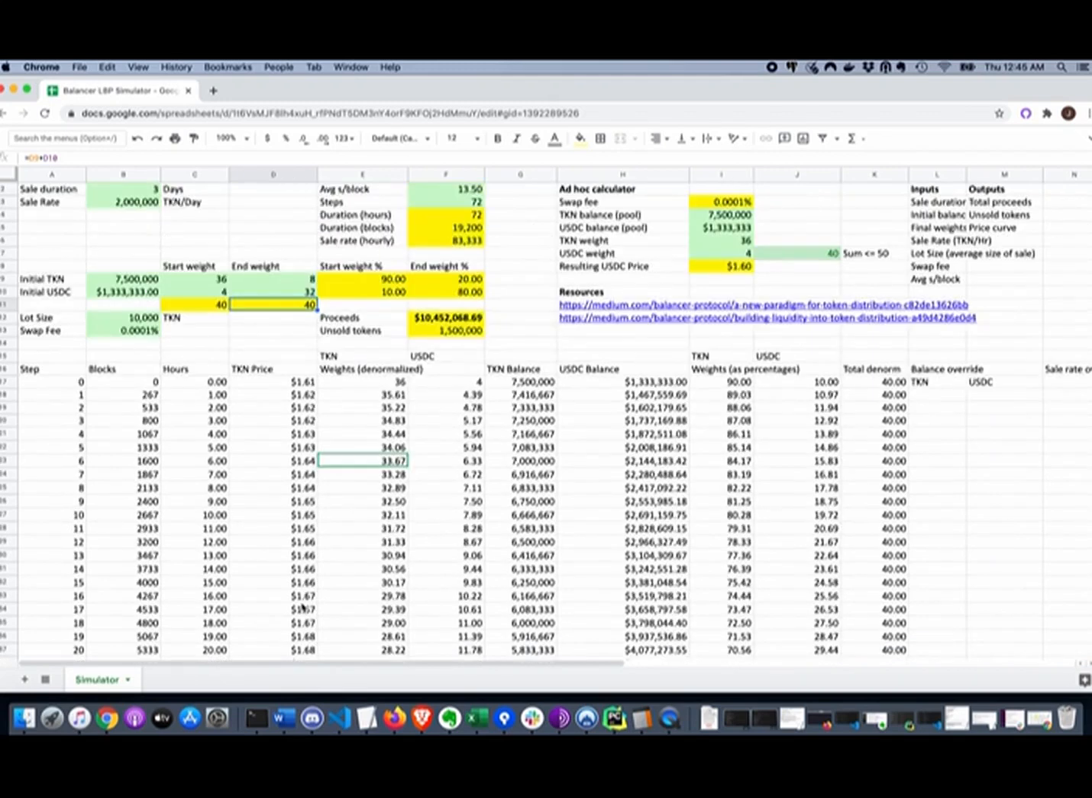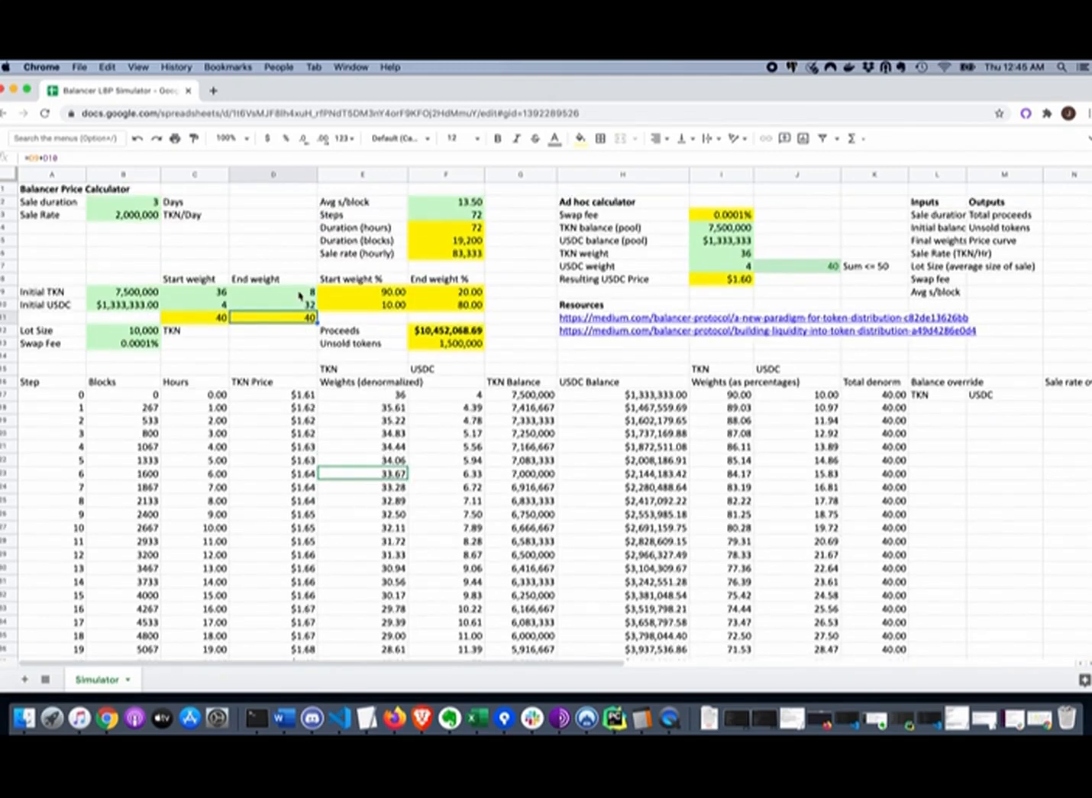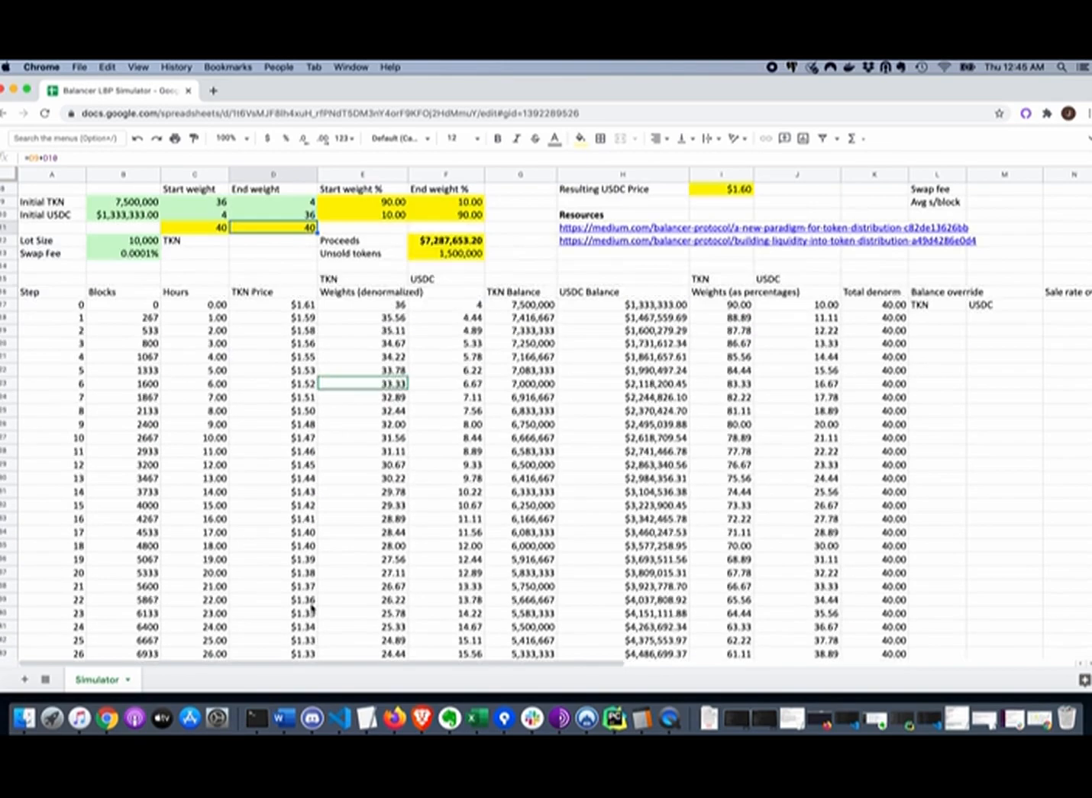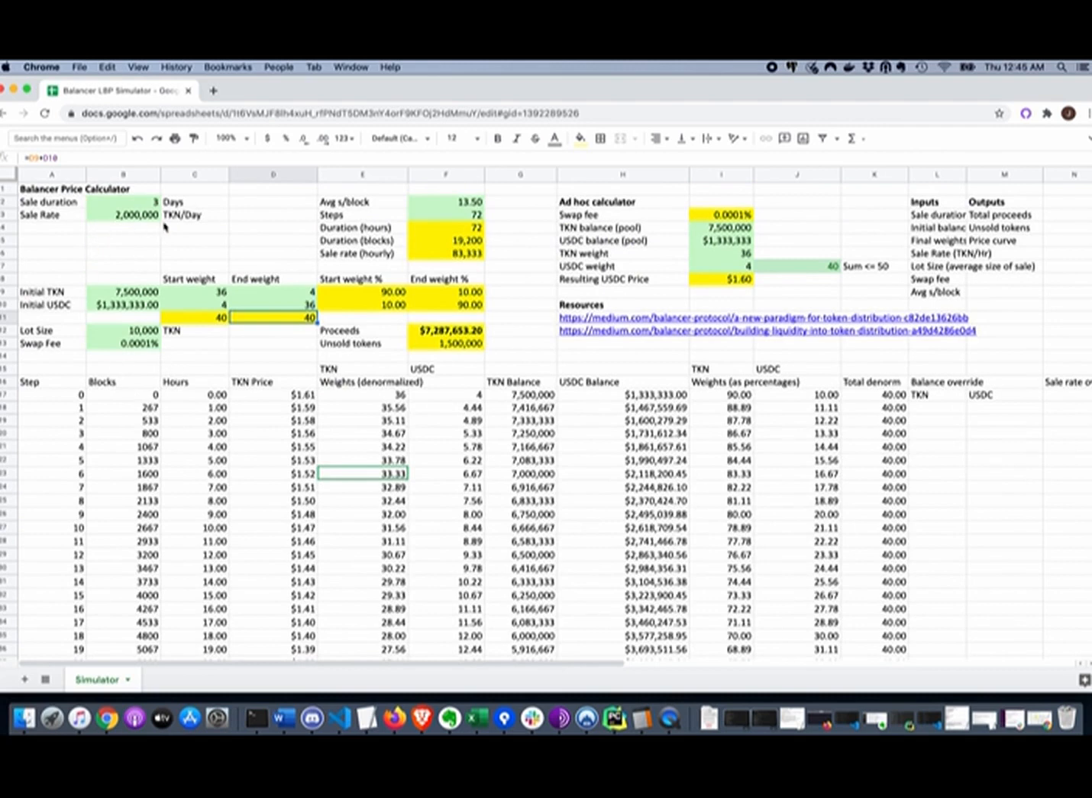Now, if you completely flip it, going back all the way to 90-10, okay, now you can see that the price is going down steadily again to right about the same value it was before, even though you've got a much higher sale rate. So now you can even adjust in the middle. Much more on that later. And you can also see the total proceeds and the unsold tokens as outputs here. So you'll find that a flat curve, besides being the most likely outcome, also tends to maximize your proceeds.